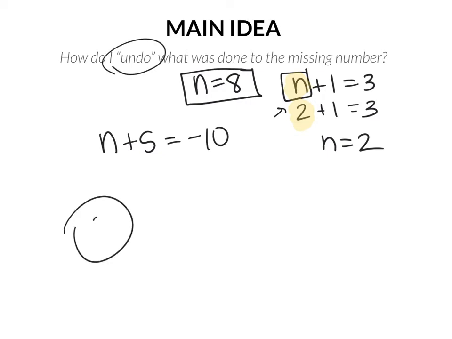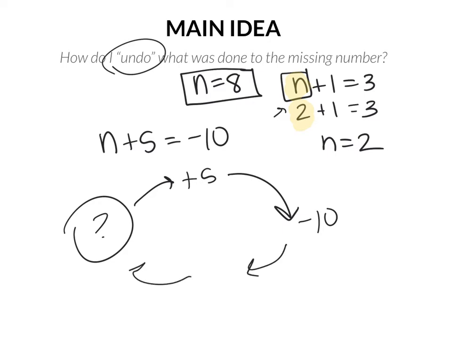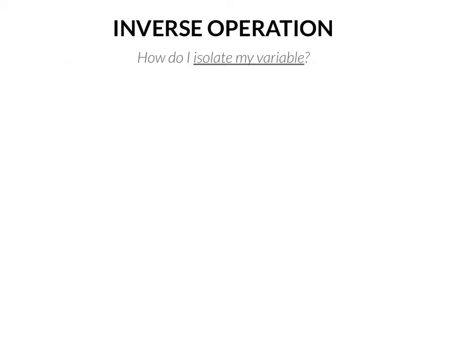So if some number, when I add 5, gives me negative 10, then to get back to that original number, I have to undo what was done. So instead of adding 5, I subtract 5. When I have negative 10 subtract 5, that gives me negative 15. So my missing number must be negative 15, which works because if I add 5 to that, it gives me negative 10. This leads us to our vocabulary word of inverse operation.